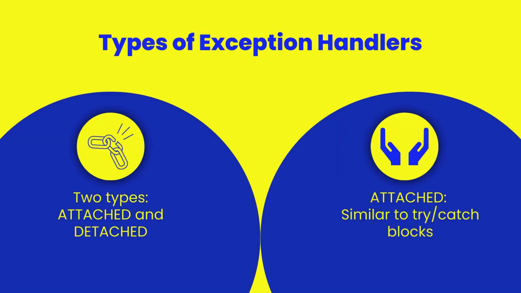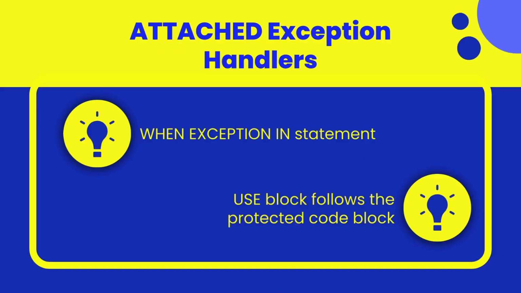There are two types of exception handlers: attached handlers and detached handlers. Attached handlers are the most commonly used handlers. They are similar to the try-catch blocks that other languages provide. For an attached handler, a WHEN EXCEPTION IN statement is used. WHEN EXCEPTION IN expects the use block right after the block of code it protects.